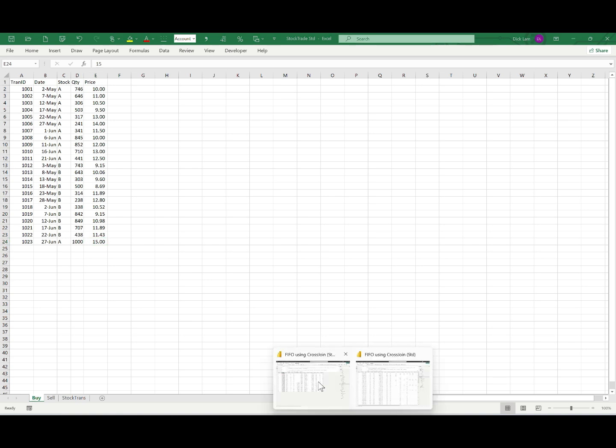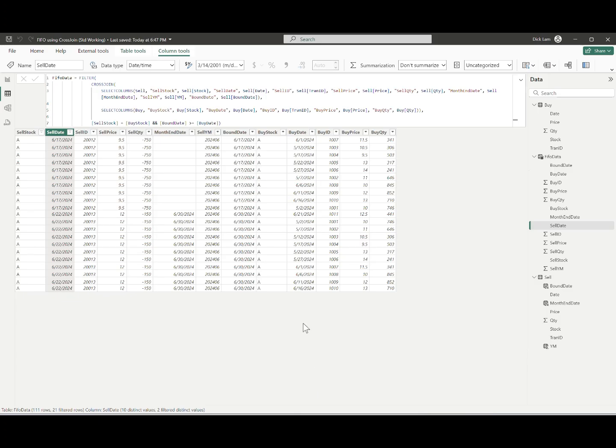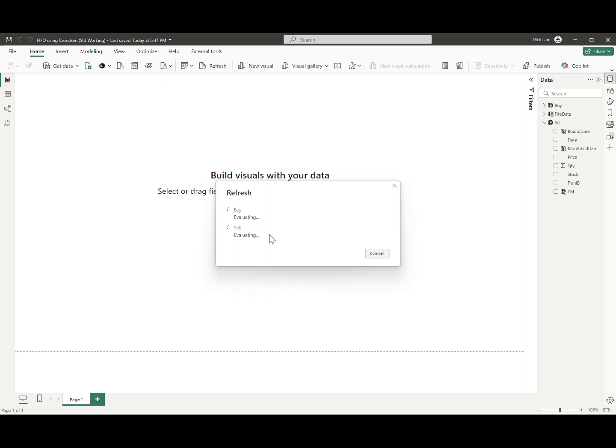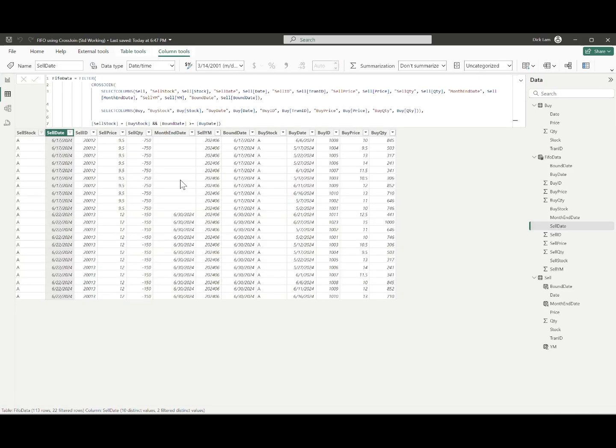Then I go to the report view and click refresh. And then we go back to the table view and see June 22nd. Do we have the June 27 transaction? Yes, here. Although our sell day is June 22nd, we have the June 27 buy-in transaction here.